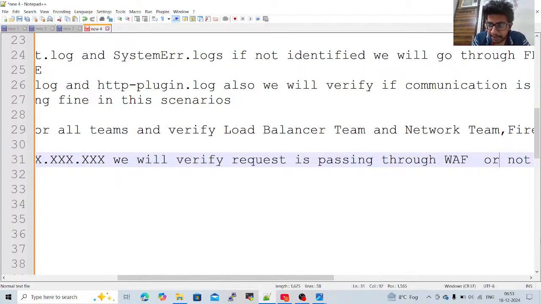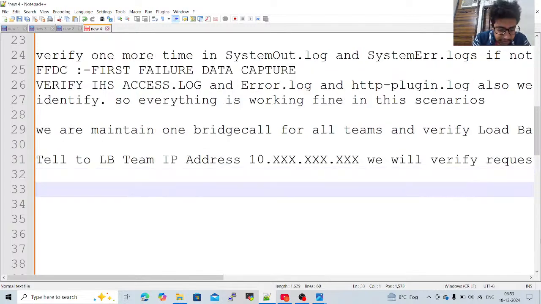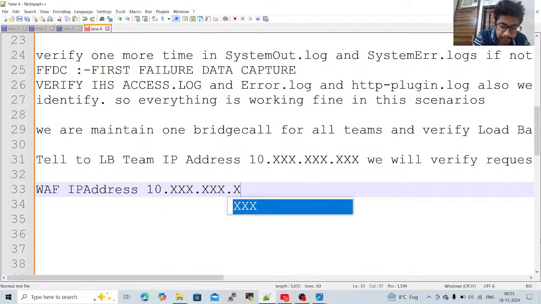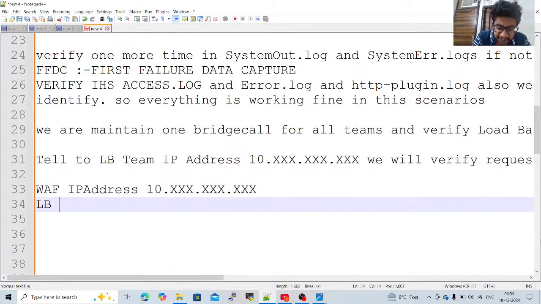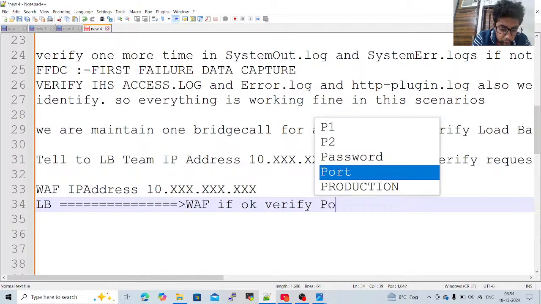We are given the IP address of both the LB and the WAF, 10 dot something. With these IP addresses, we can identify whether the request is passing or not, and verify the port numbers.